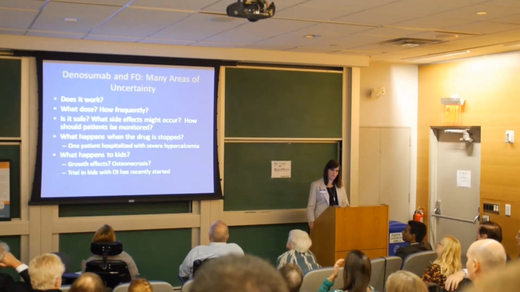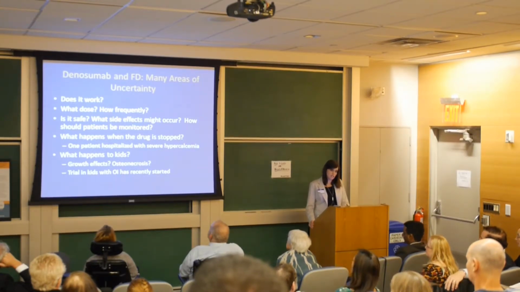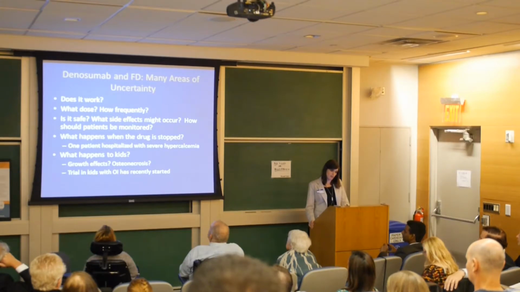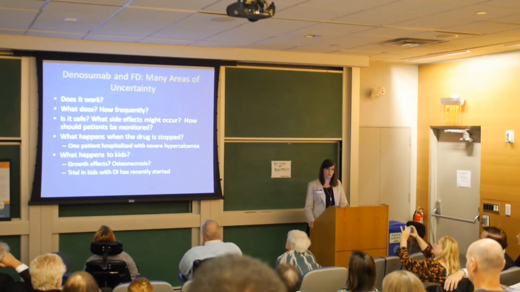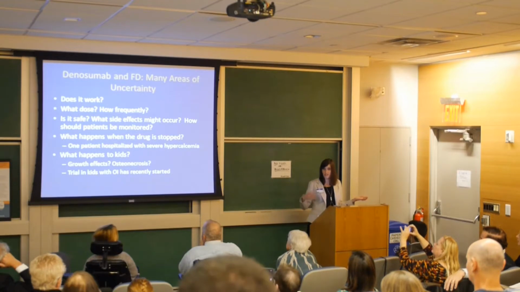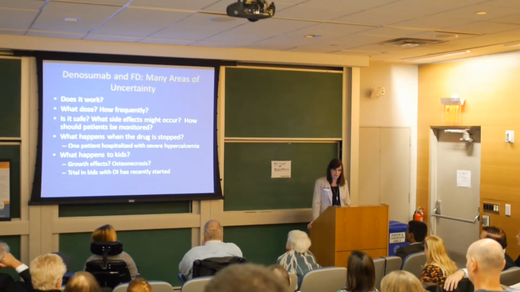So at this point, we have many areas of uncertainty. These are a number of the questions that we need to address. Does denosumab work for FD? If it does, what dose do we need to give, and how frequently do we need to give it? If you're giving this medication for osteoporosis, it's a low dose every 6 months. If you're giving it for giant cell tumors, it's a high dose every month. Who knows which one of those would apply? Who knows if we need to find some dose in the middle? Is it safe? What side effects might occur?